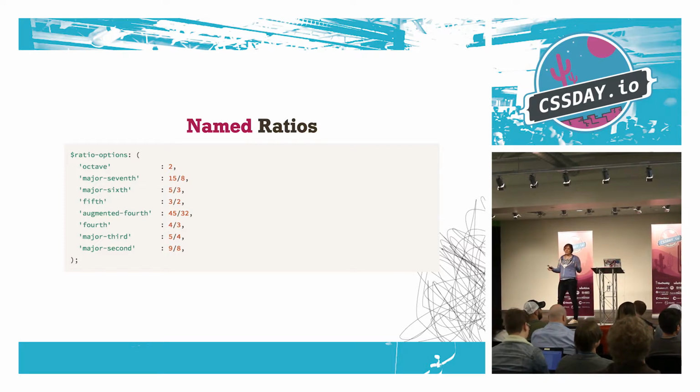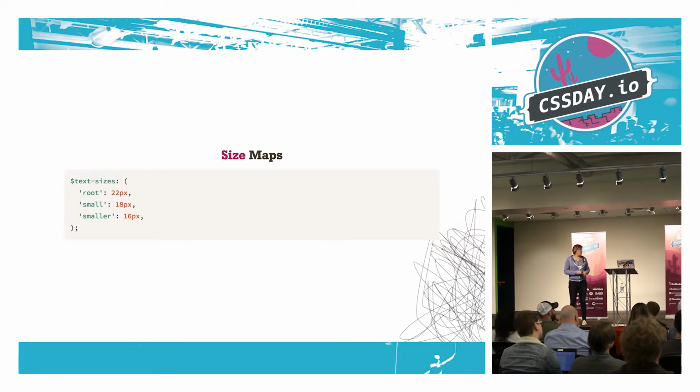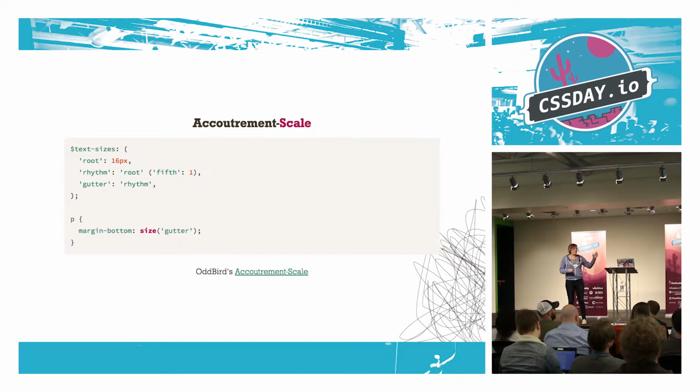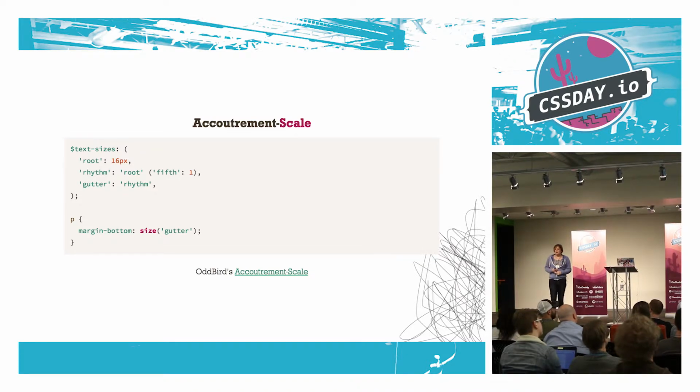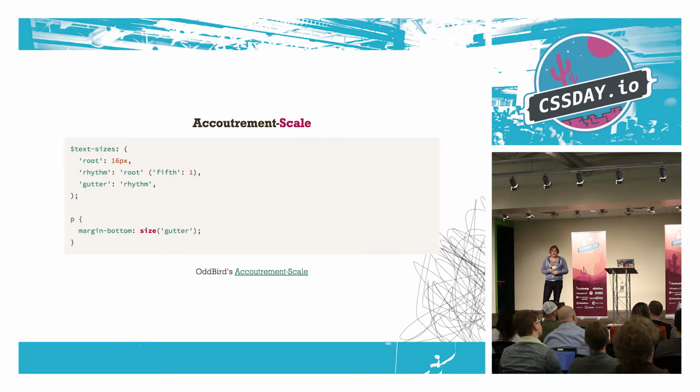So you can move this into the maps too and start to have named scales. You can create size maps, and we do that. Accoutrement scale works very much like our accoutrement color, where we can document what we want to change about it. Like, okay, so rhythm is going to be the root size, but a fifth up. So we just have our own syntax for manipulating sizes.